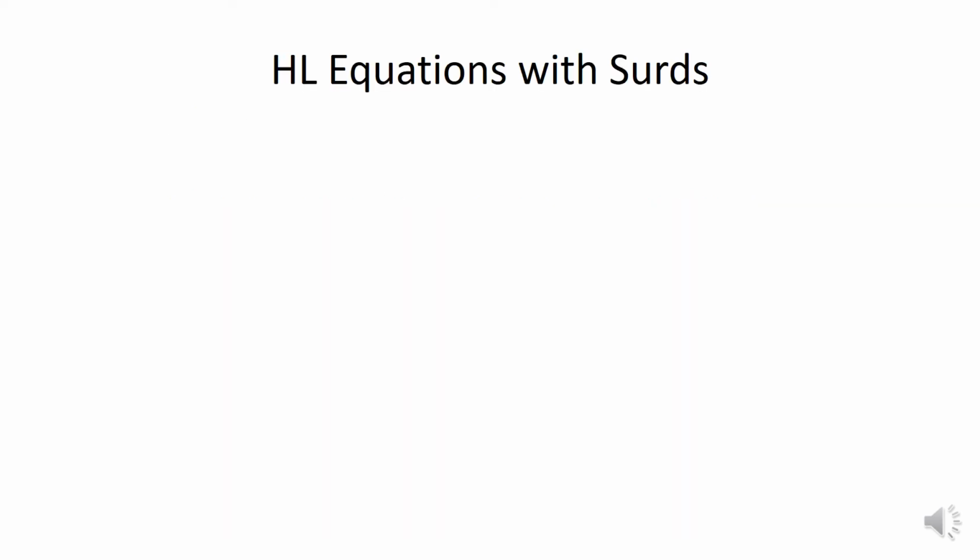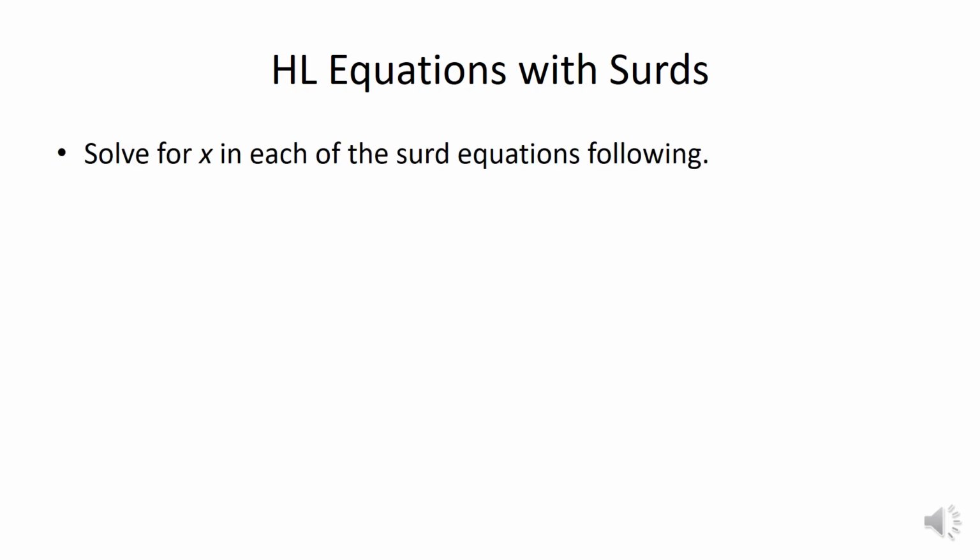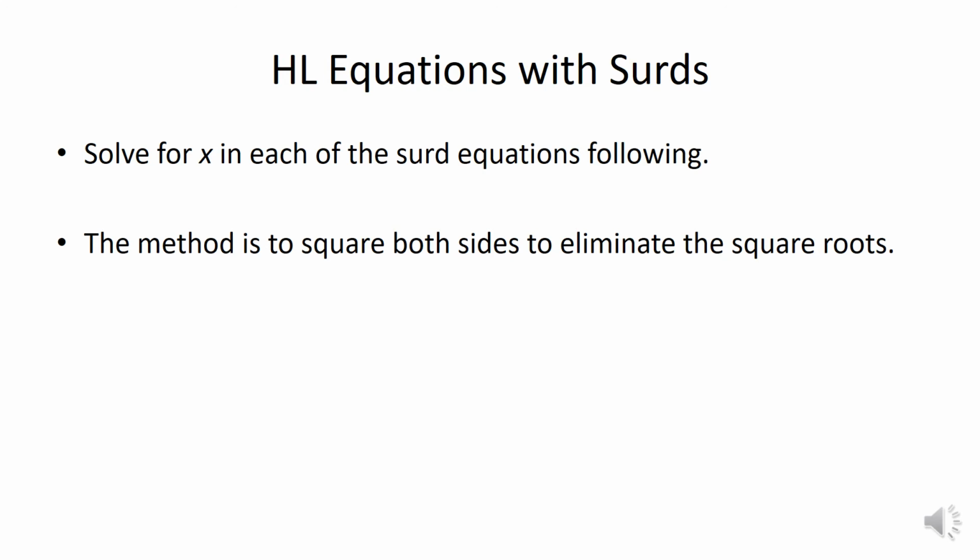Okay. Now, higher level equations with surds. So how do we deal with these? So I go through just the logical steps that you'll take here first. So it asks you to solve for x in each of the surd equations following. Okay, the method is to square both sides to eliminate square roots. So if you're doing the same thing to the left of the equation as the right of the equation, your equation will stay true. Okay, so the technique is to square both sides. So squaring will get rid of the square root sign.